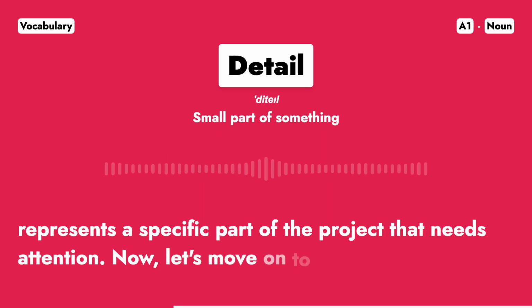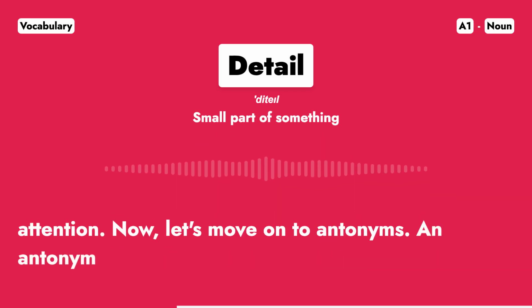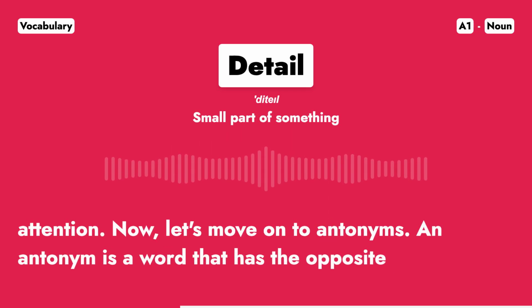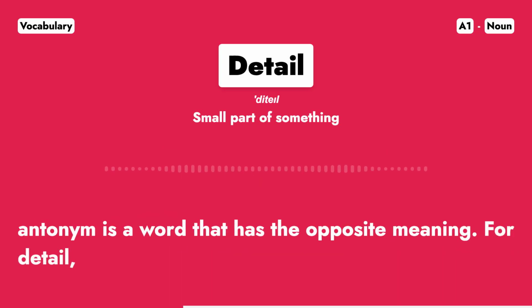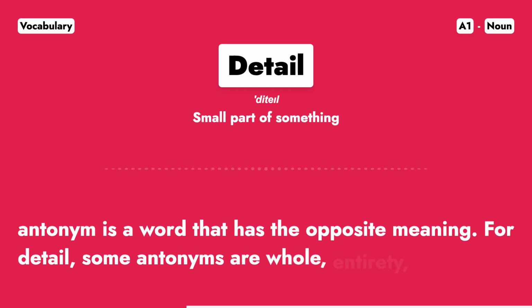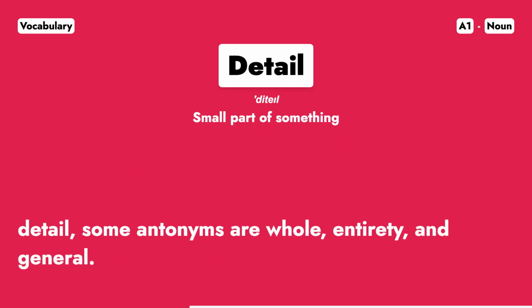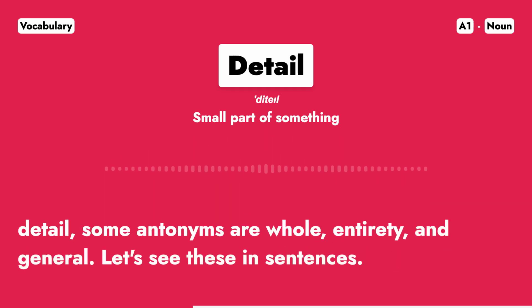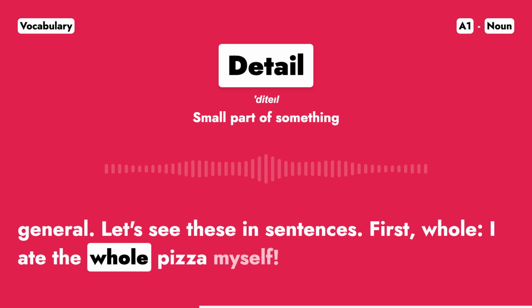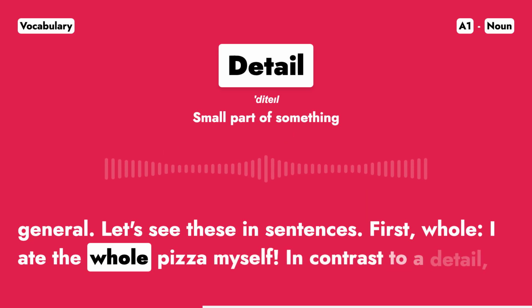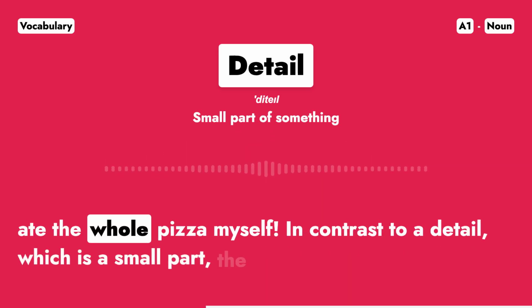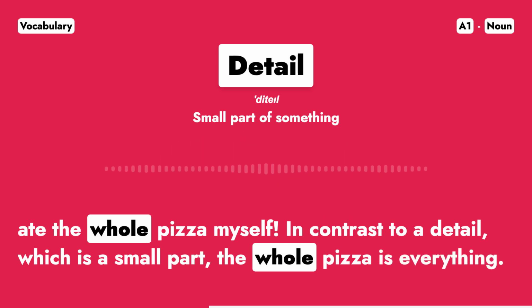Now, let's move on to antonyms. An antonym is a word that has the opposite meaning. For detail, some antonyms are whole, entirety, and general. Let's see these in sentences. First, whole. I ate the whole pizza myself. In contrast to a detail, which is a small part, the whole pizza is everything.